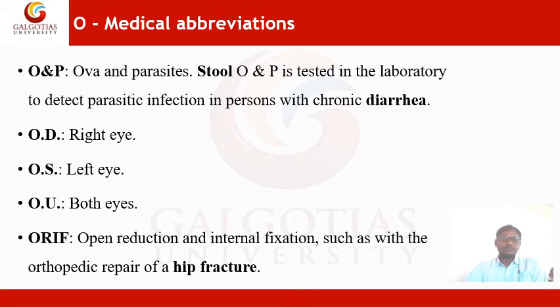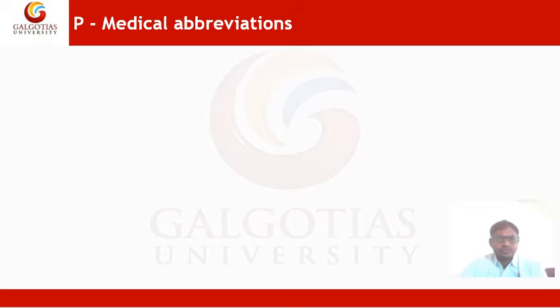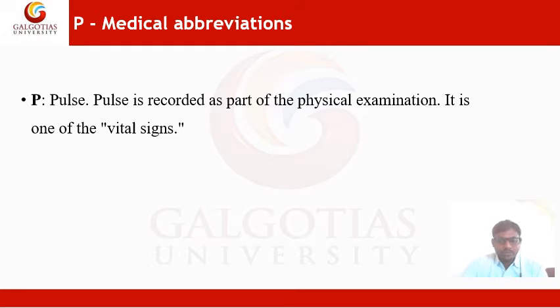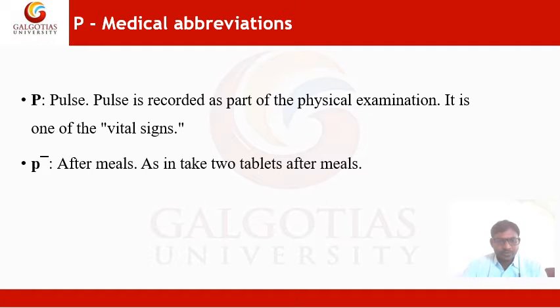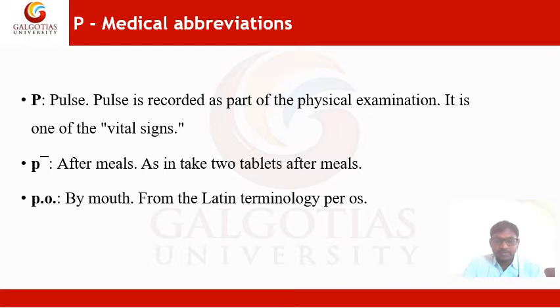Right. The medical abbreviations related to P, the simple single P. If there is a P in a prescription slip, that is the pulse. Pulse is recorded as part of the physical examination. It is one of the vital signs. Next one, P with a dash on top is after meal. Any tablets or any medicine the patient needs to take after meal, they mention with this symbol.